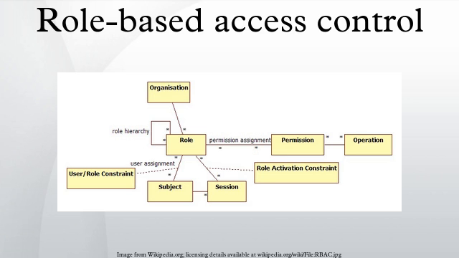Standardized levels. The NIST and CITES RBAC standard recognizes 3 levels of RBAC: core RBAC, hierarchical RBAC, which adds support for inheritance between roles, and constrained RBAC, which adds separation of duties. Relation to other models.